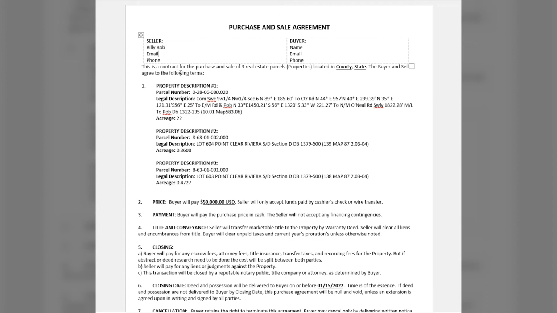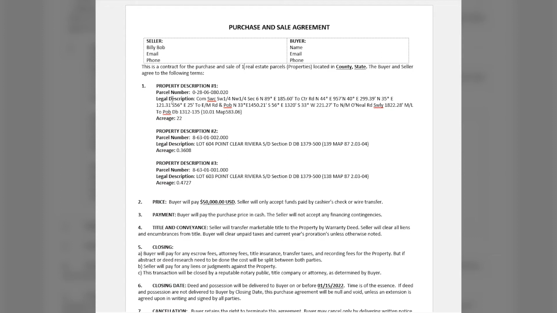And right underneath it, this is a contract for the purchase and sale of 1, 2, 3, however many pieces of land you're buying or parcel properties. In this case, this is just an example for a piece of property I purchased, but you can change this. Just put 1 right here if you're just buying one piece of land. Located in county and state. It's really important that you fill this in. We've actually got it bolded and underlined so that people can see it. Buyer and seller agree to the following terms.